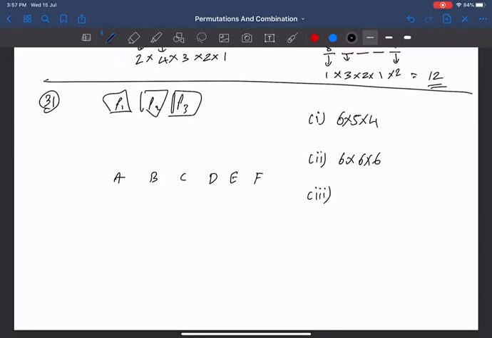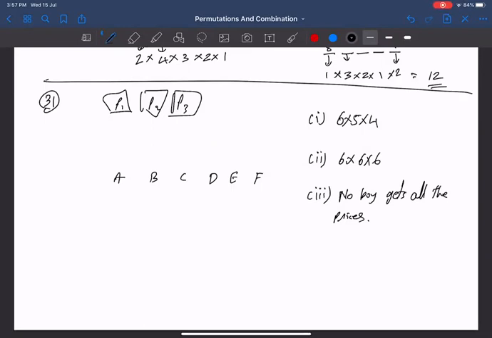Okay, last: no boy gets all the prizes. What do you mean by that? As in, no boy gets all three. One boy can get first and second, but he can't get the third one. Only 2, less than 3.